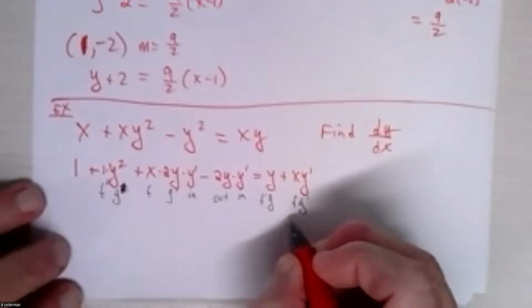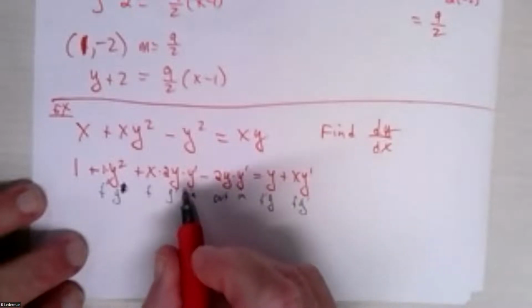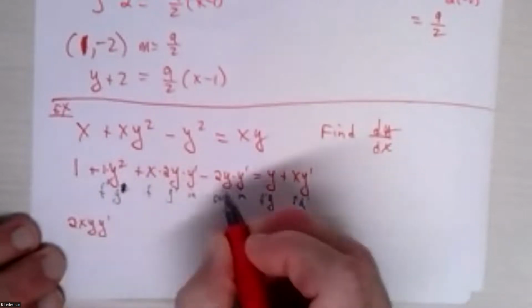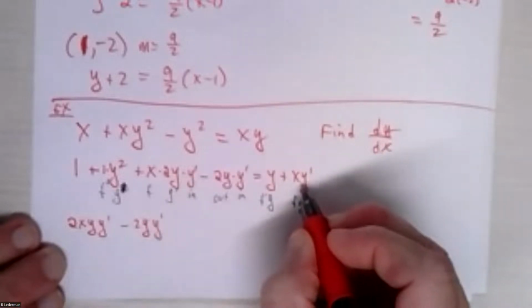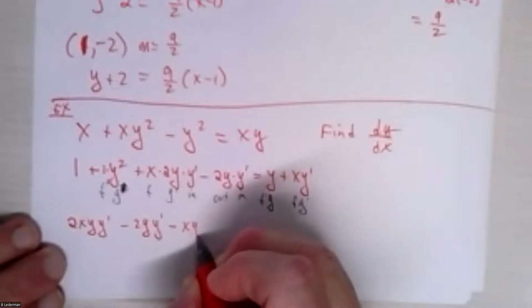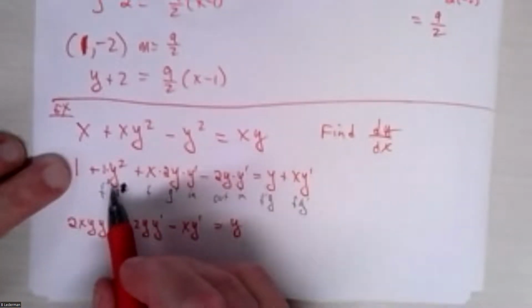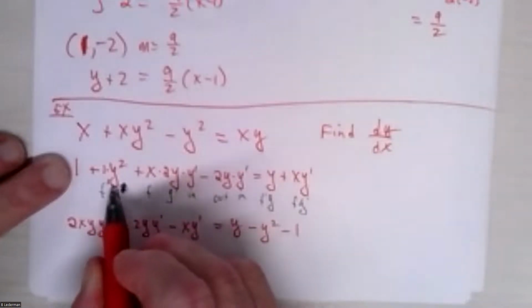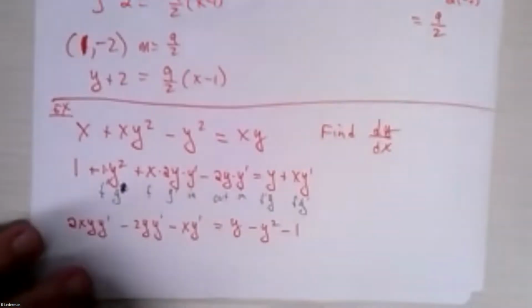So this is going to give me 2xy prime minus 2y prime. And this term here I'm going to bring to the other side, so it's minus xy prime. The y here is going to stay, but the 1 is going to go to the other side, and the y squared is going to go to the other side. So it's minus y squared and minus 1. I brought the y squared over to the other side. And notice, anything that has a y prime in it comes on the left side.